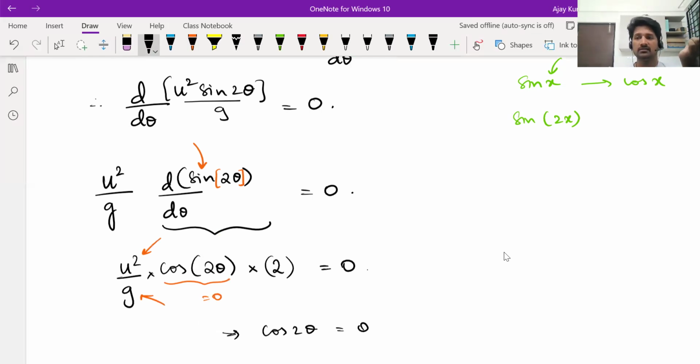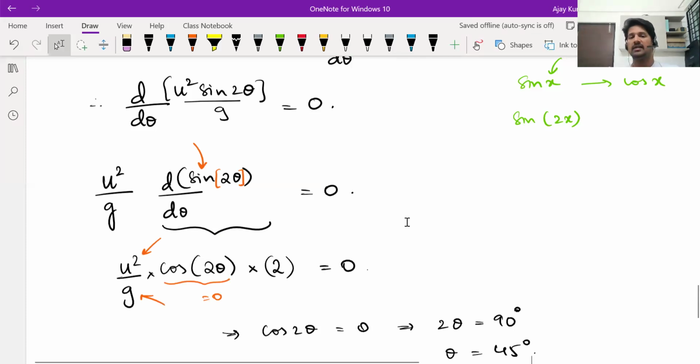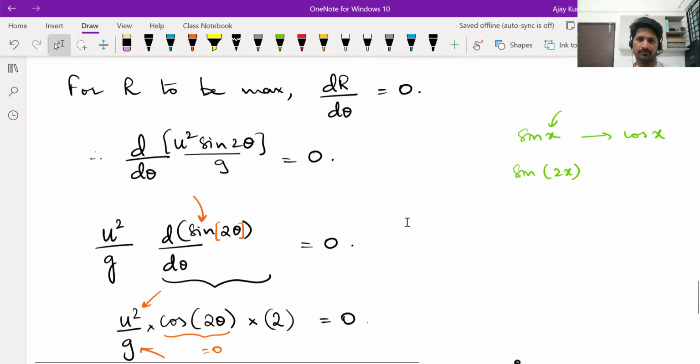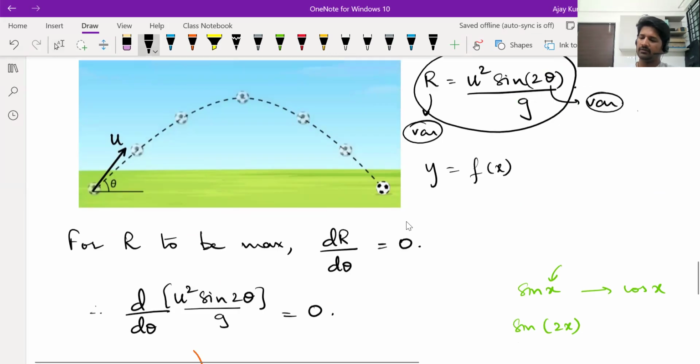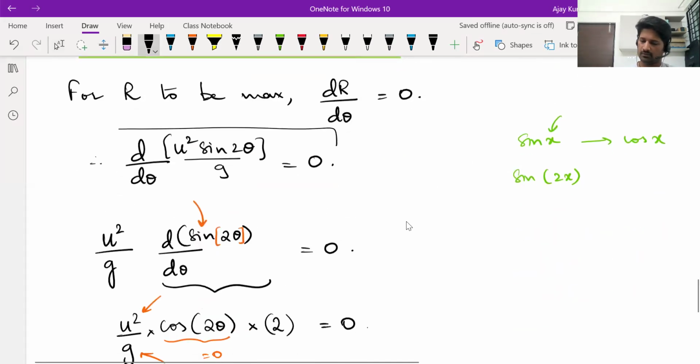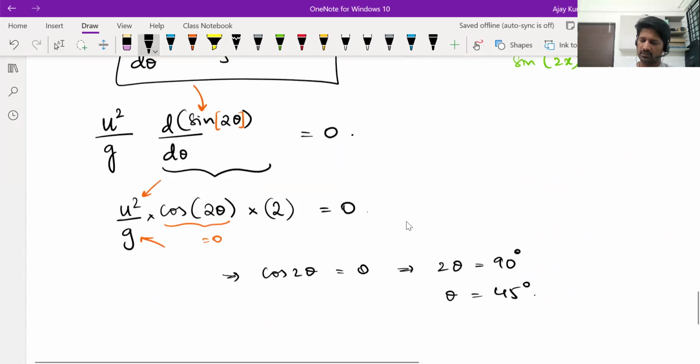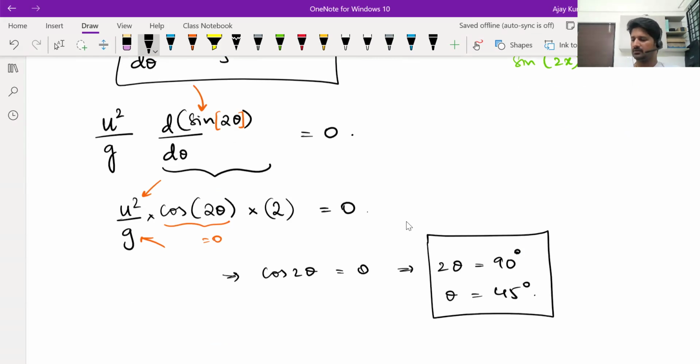Now cos of what angle is 0? We all know cos 90 degrees is 0. That means 2 theta should be 90 degrees. So theta should be 45 degrees. So using calculus, this is how you find out the angle for which range will be maximum. We took the case of a ground-to-ground projectile. For ground-to-ground projectile, this is the range formula. Differentiate it, equate it to 0. When you find out the theta for which it happens, you see that it will be 45 degrees.